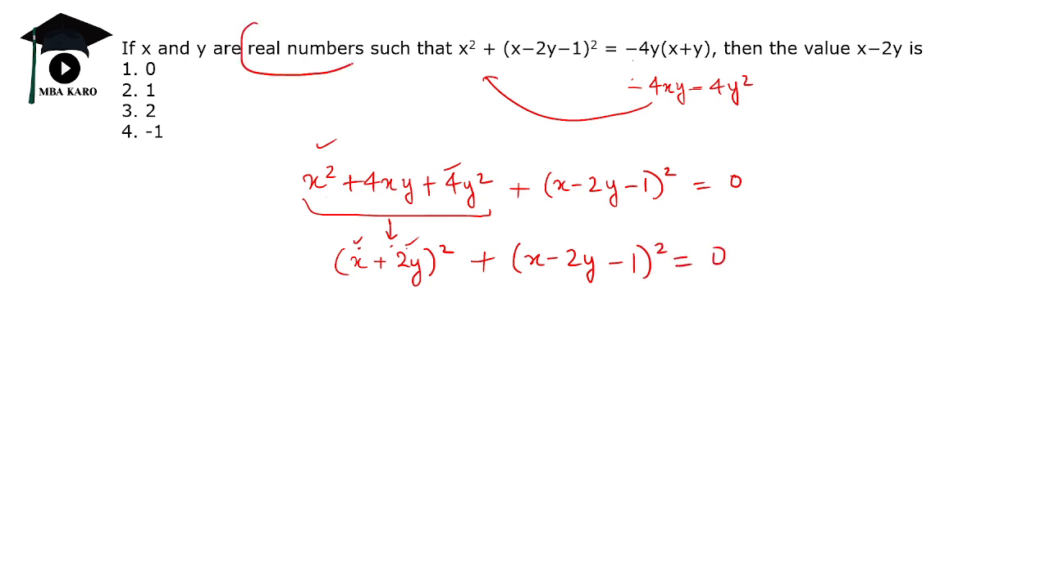Now these are real numbers. So real numbers have the property that a square is greater than equal to 0. Now this equality will satisfy only if both the values are 0. If either of them is greater than 0, other will become negative, which is not possible. This means both the values are 0. Now we need to find x minus 2y. We see that x minus 2y minus 1 equal to 0. So x minus 2y is 1. So good question wherein you had to identify this pattern and complete the squares.